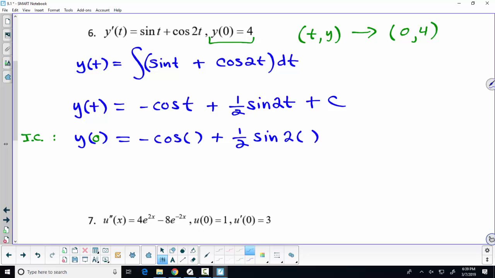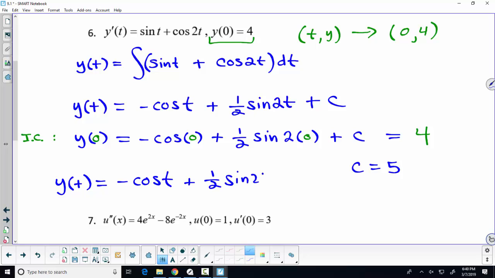Don't you have to solve for C then? Yeah, okay. All of this that we're evaluating comes out to 4. So minus 1 plus C equals 4, so C equals 5. Then y of t is minus cosine t plus 1/2 sine of 2t plus 5.